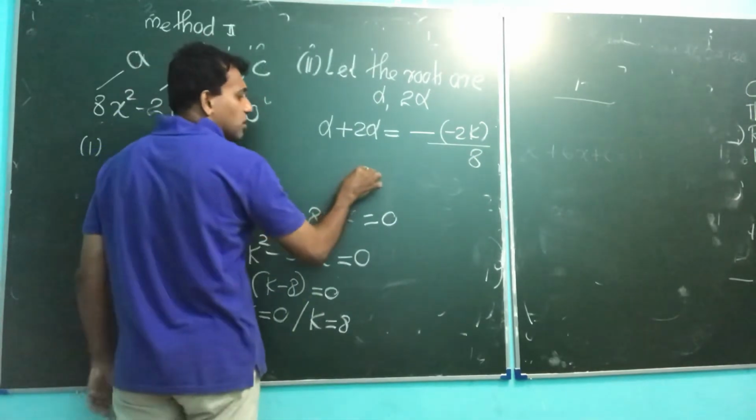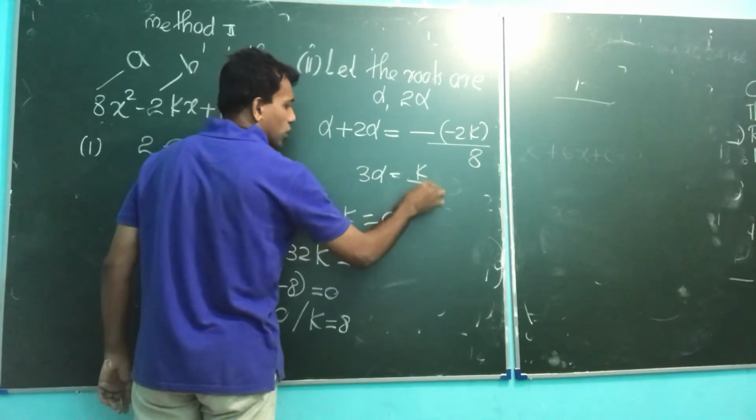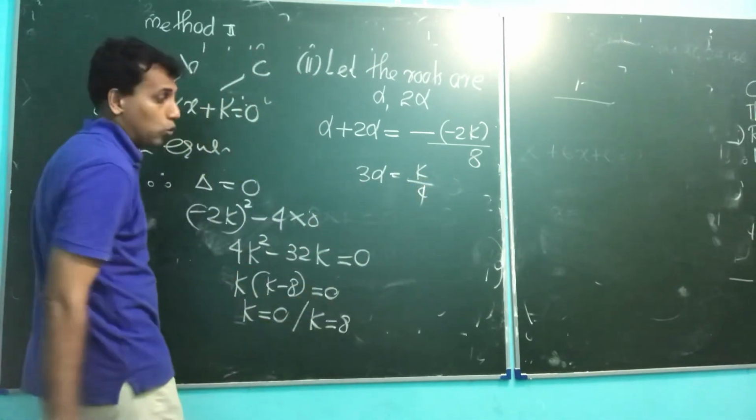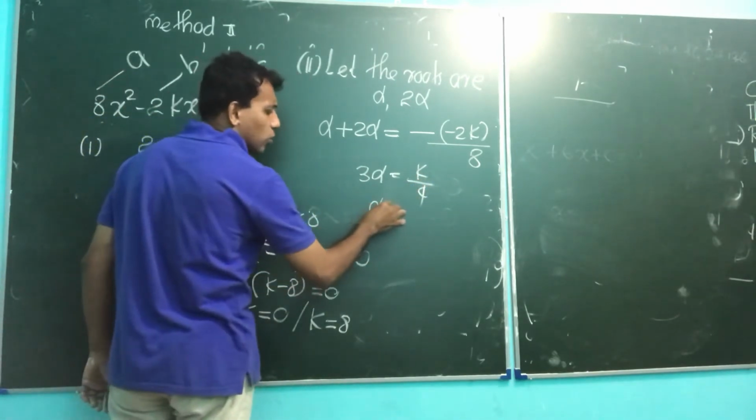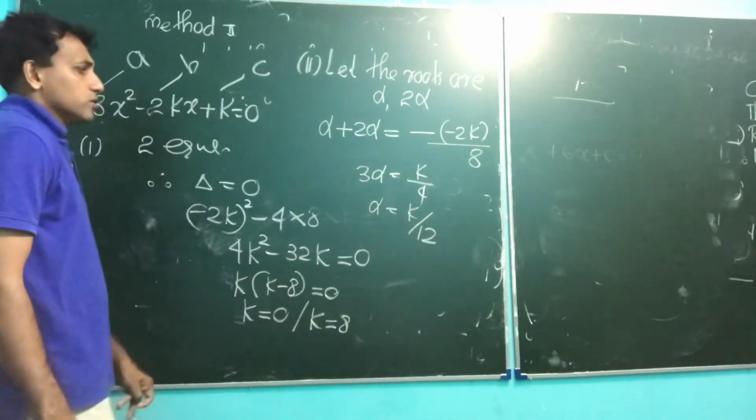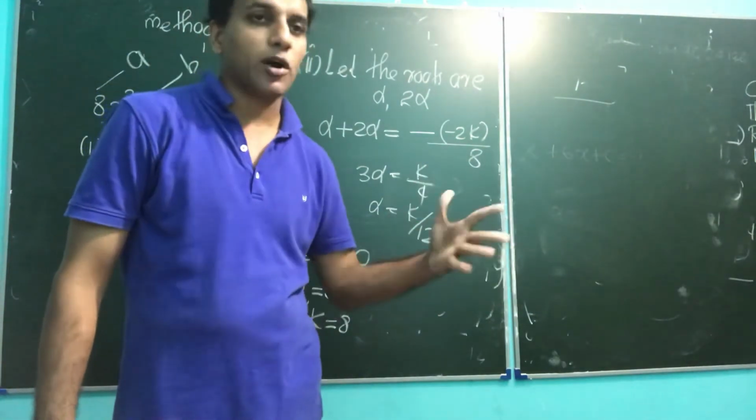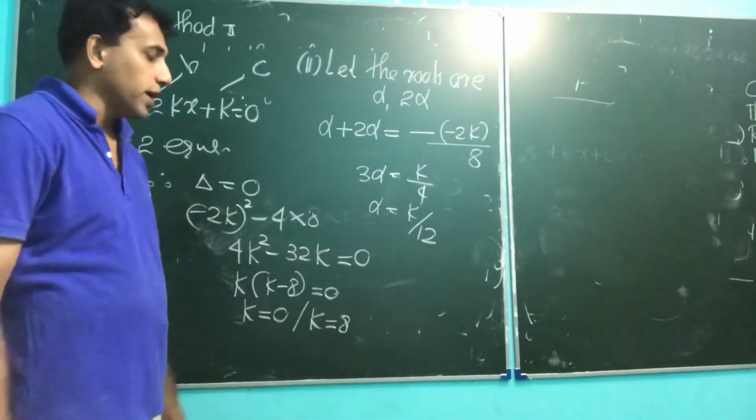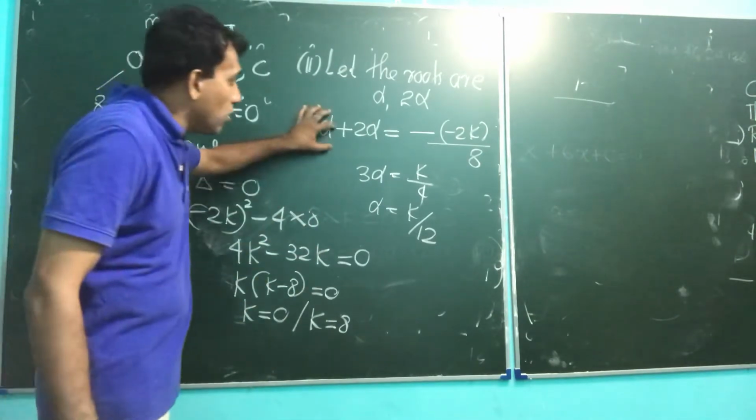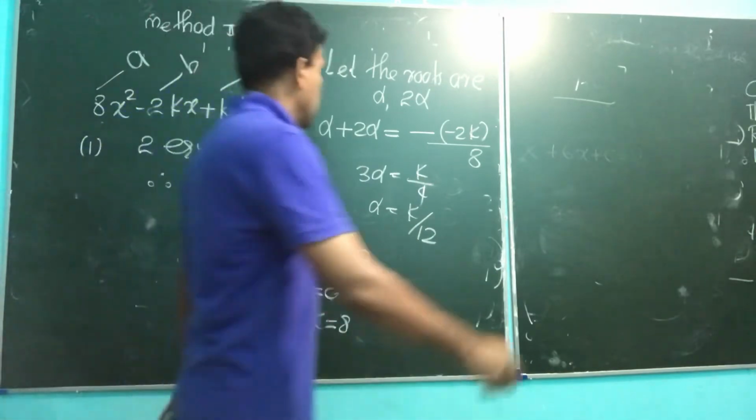So 3 alpha equals k by 4. Therefore alpha equals k by 12. Before finishing the problem, we have to find that. So I know alpha is k by 12. This is the sum of the roots. Another one, the product of the roots, alpha into beta.